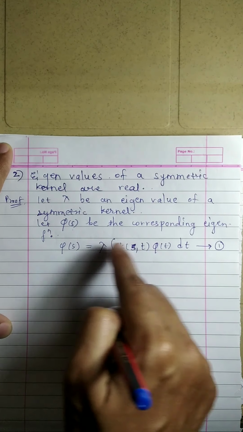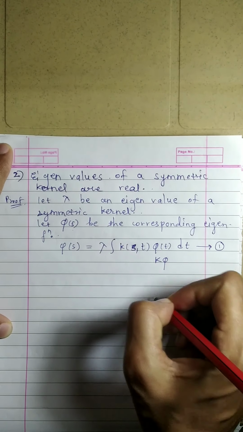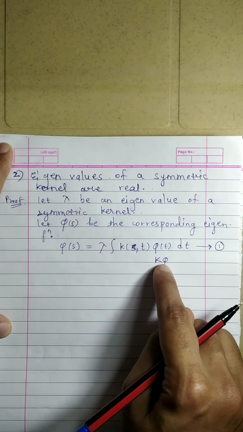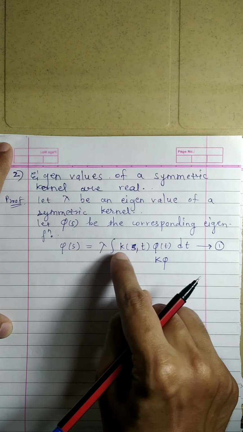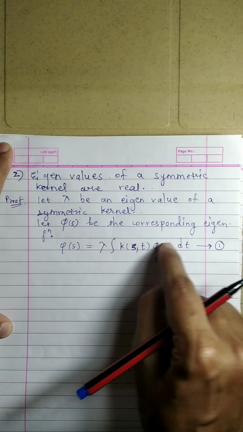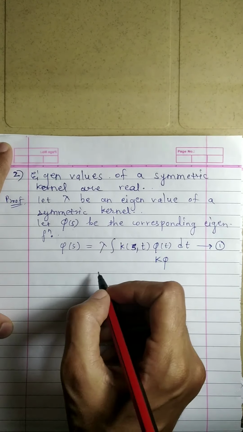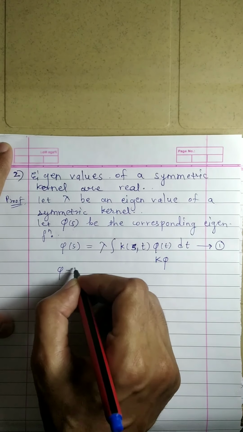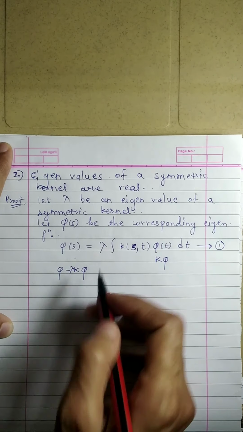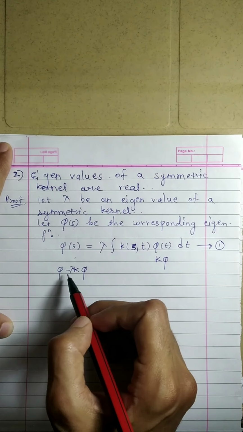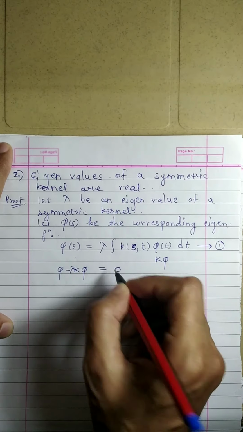We have already seen that this operator we are calling K phi. I described this in the last video, that we may use this terminology for this particular term. So we can write this as phi = lambda K phi. Taking it to the other side, it will be phi minus lambda times K phi equal to 0.